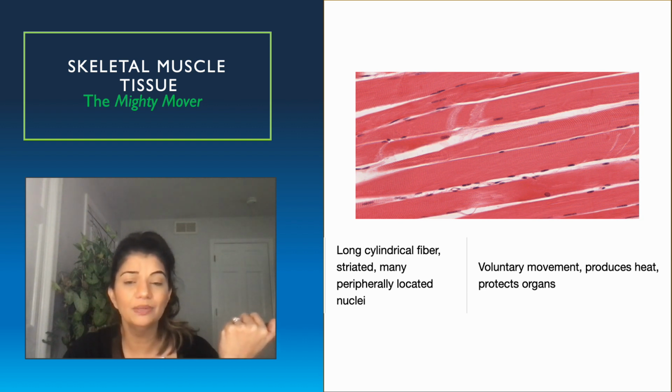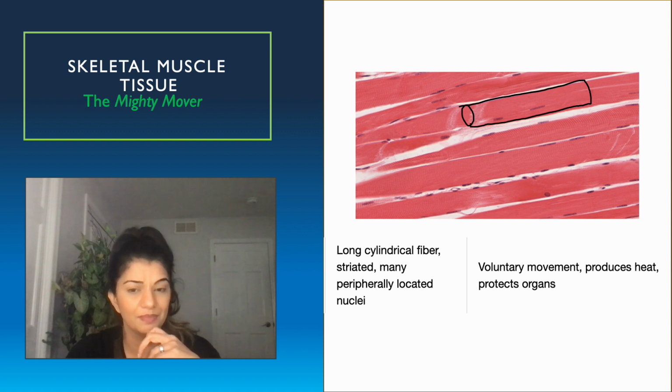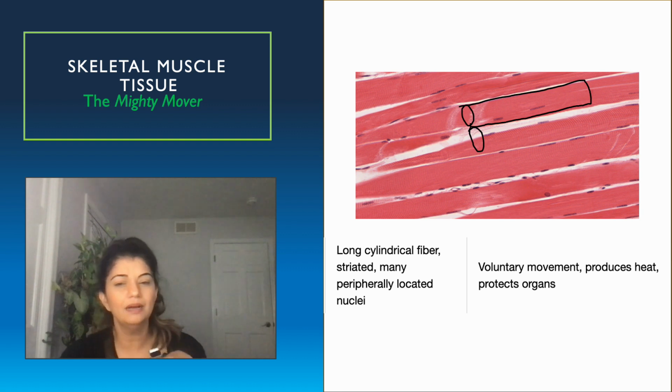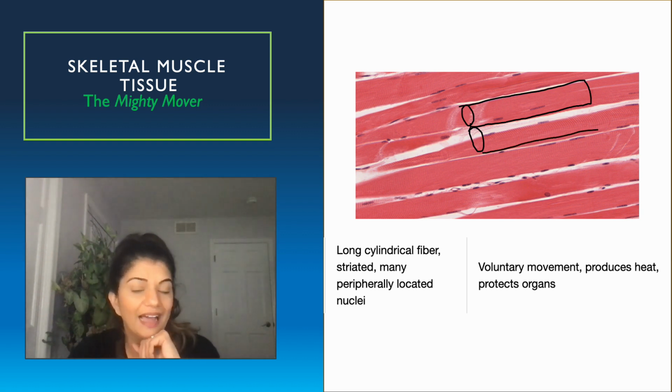Now they do have these cylindrical fibers that are very striated, like they're stripy a bit, and they are also multinucleated, and they tend to have nuclei in the peripheral surfaces. It makes sense that they would have multiple nuclei, right? Because they require a lot of power. So there's a lot that goes into skeletal muscle.